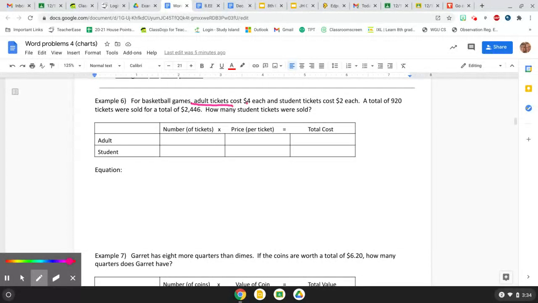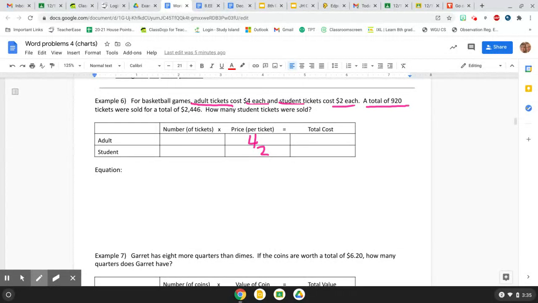So the adult tickets were $4 each. I'm going to put that in right away. And student ones were $2 each. Those were pretty simple ones to find. Now I have to think about the number of tickets. Well, the only place that mentions the number of tickets was this total of 920. It's not dealing with money. We're talking about the number of tickets sold. So here's what I do to figure that part out.